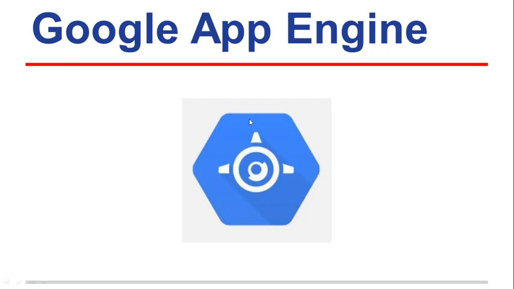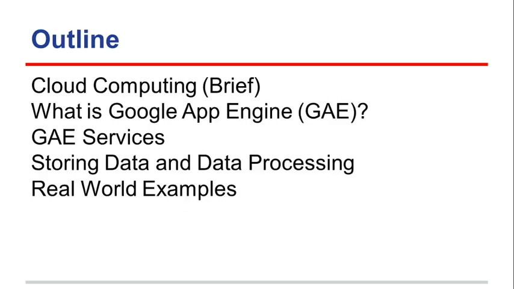Today we are going to discuss the topic of Google App Engine. The outline is: we are going to see cloud computing briefly, then a definition of Google App Engine, and then Google App Engine services. After that, the storing and retrieving process, and then the real world examples.